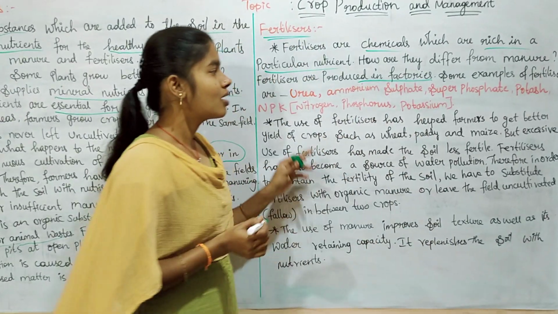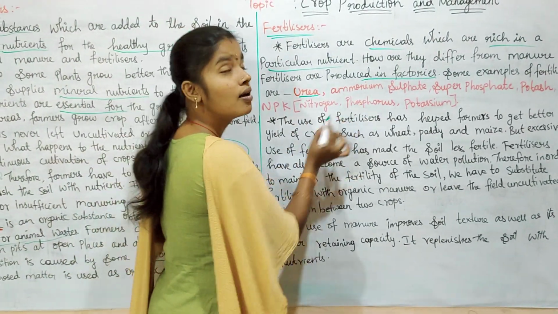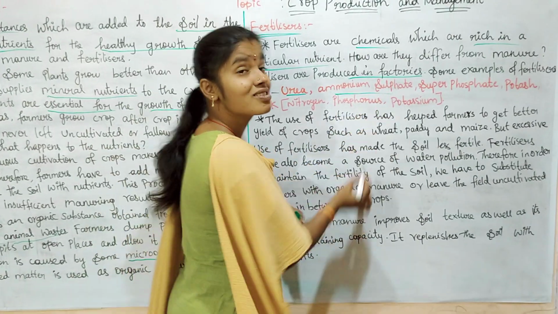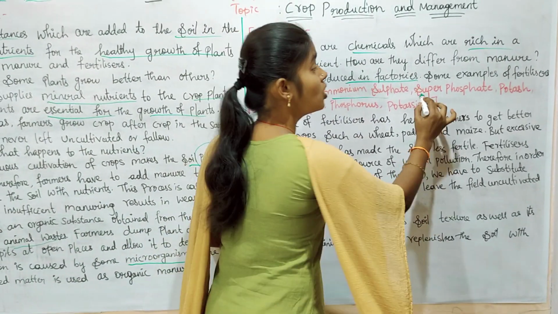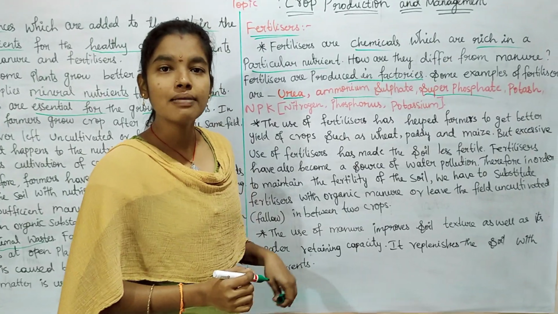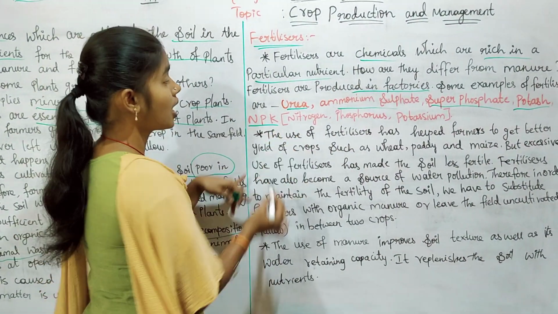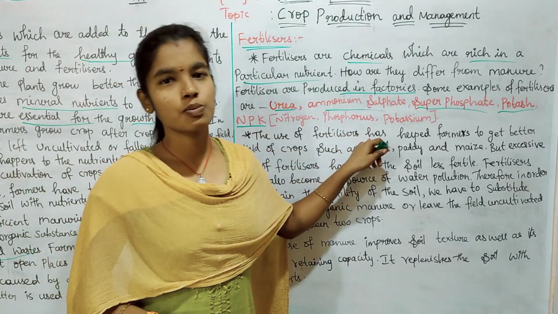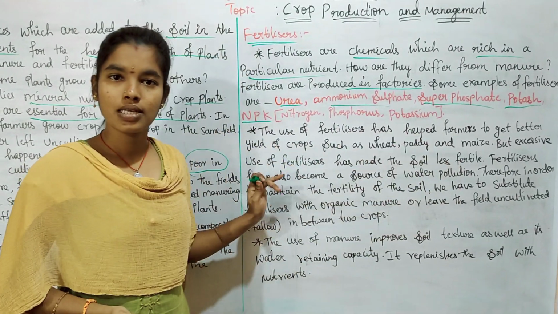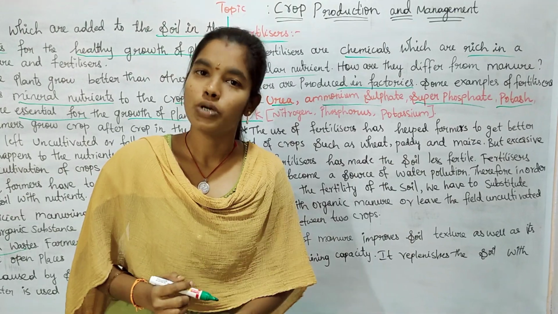Some examples of fertilizers are urea, ammonium sulfate, superphosphate, potash, and NPK. NPK is nothing but nitrogen, phosphorus and potassium.